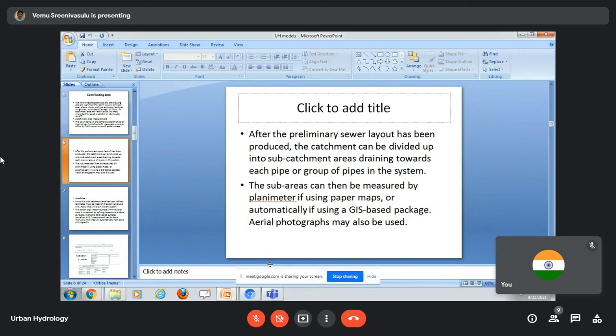Aerial photographs may also be used, right? That can also be done if you have different outlets. And then it will give the subcatchments also automatically in GIS, right? Otherwise, you have to do it manually and calculate the area of the subcatchment using the planimeter, right? So if you know GIS, it will automatically give all the areas of the catchment and the perimeter of the catchment, all those things will be automatically calculated.